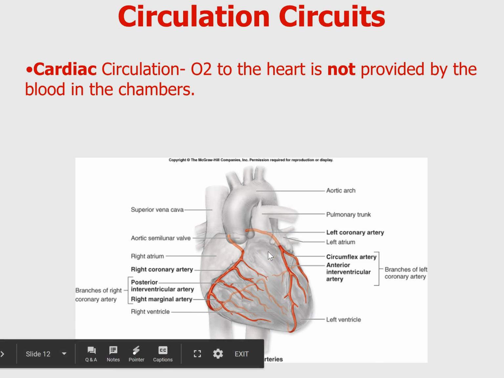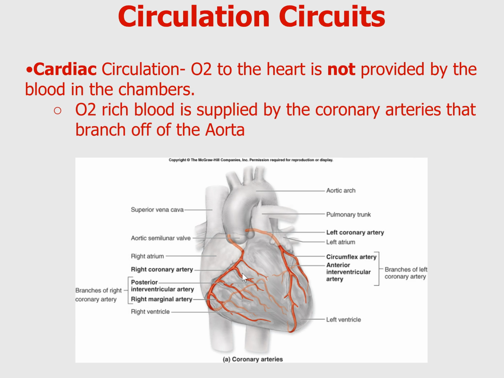typically, one of the reasons why people end up with heart attacks is because there are blocks in these coronary arteries, and so different parts of the heart muscle might not be getting oxygen, and part of the heart tissue dies, and they suffer a heart attack because their heart isn't getting the appropriate nutrients that it needs. Okay, so oxygen-rich blood is supplied by the coronary arteries, and that's a branch of the aorta.